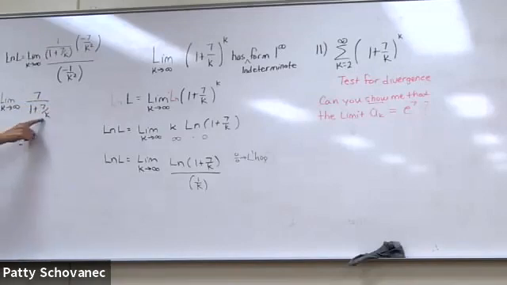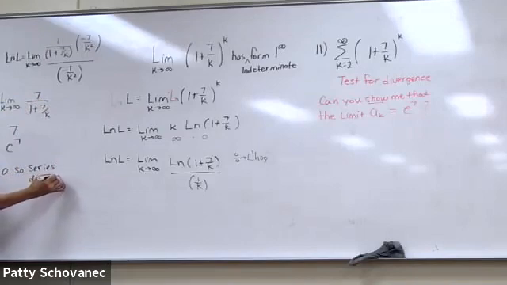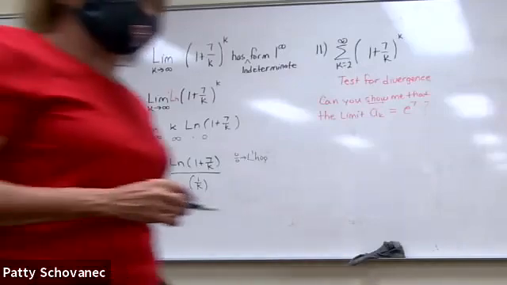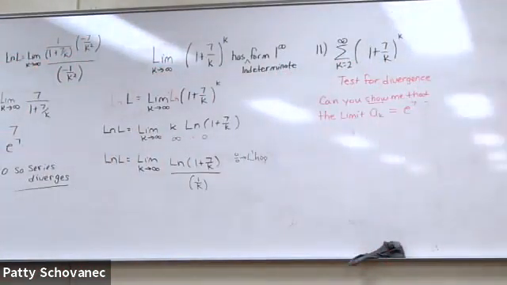That's the only term that has a k. When k goes to infinity, it goes to 0. And that tells me that the natural log of my limit is 7, so L is e to the 7th. The limit is not equal to 0, so the series diverges. Be sure to state your conclusion about the series. A lot of steps, but they're good to know. It's also good to recognize this e to the 7th.